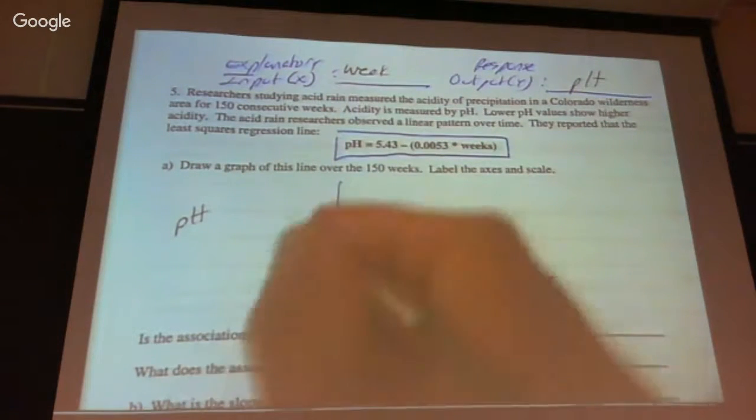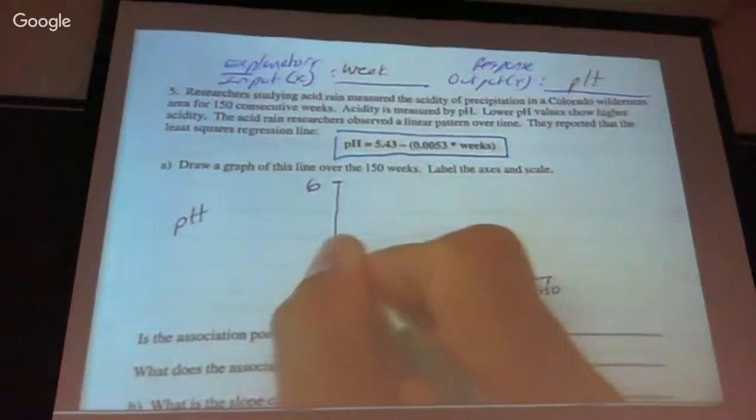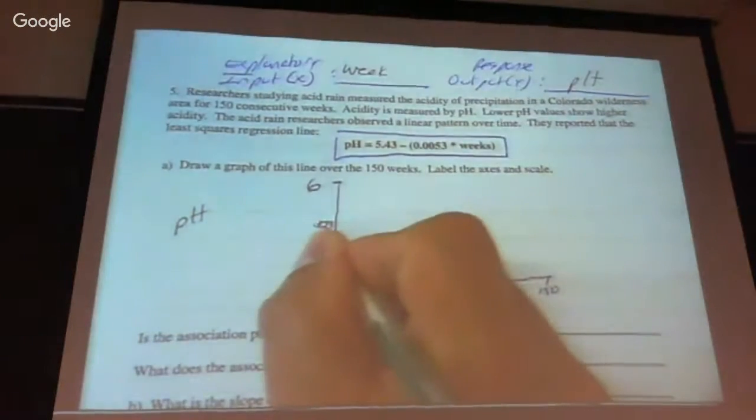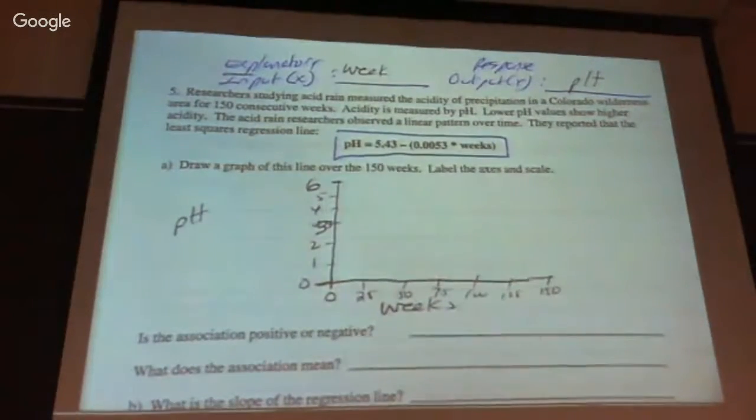So a good starting point is, well, if I need to see 5.43, let's go up to at least 6. And then it's going to go down, so maybe let's go down to 0. So my y-axis would go from 0 to 6, counting by ones. But again, you're never going to get that window unless you understand y-intercept and slope. Are we okay? So that was a little tricky because it didn't give you the data, and we're so used to having the data, but it is there. There are clues.